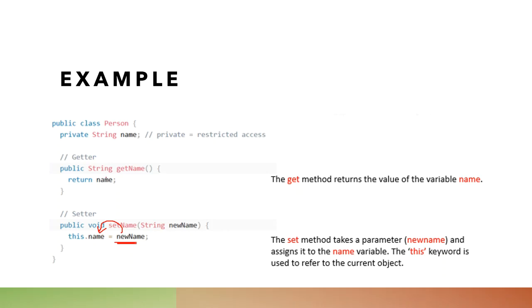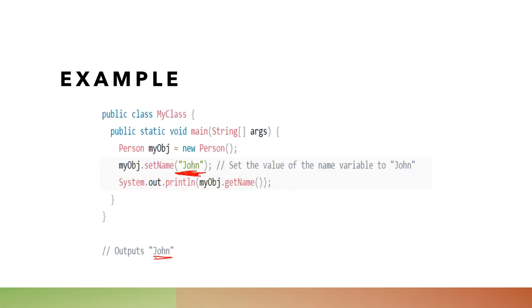Since it has become John already, when you get the name, it will result in the name John. Because you just get the name, myObj.getName, and our name is John, it will just output the name John. So that is just the concept of how encapsulation works.